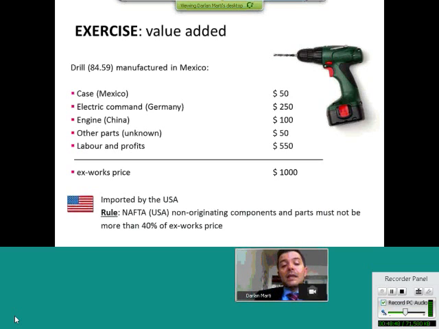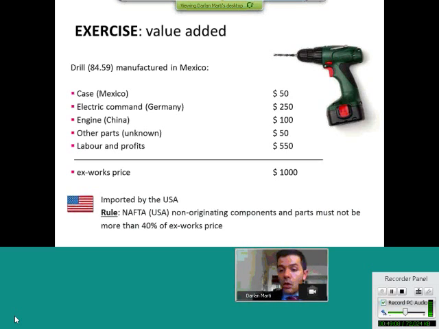Now, in this case, what you need here is to know the final value of the good as well as the value of the inputs that were used. So what I've listed there is the value of the case, the electric command, the engine, other parts, and then labor and profit.